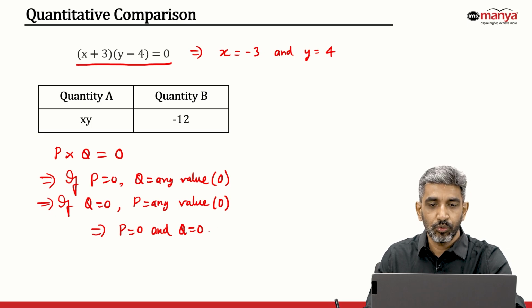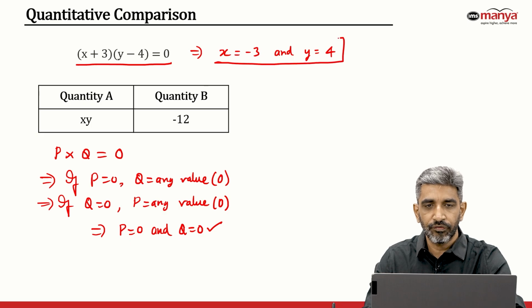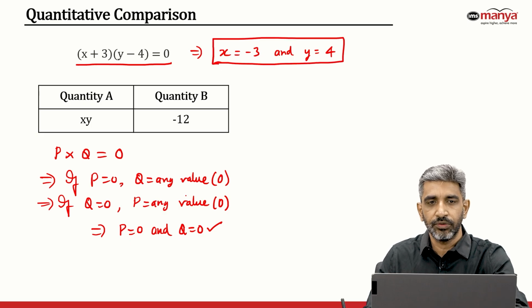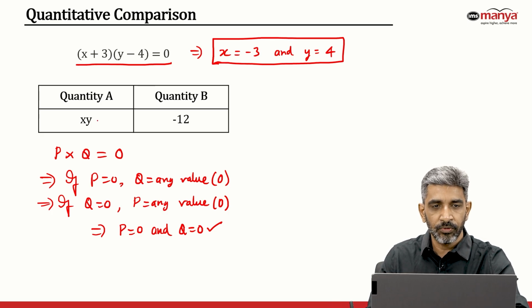But this is just one of the cases, and that is exactly the mistake that a lot of test takers make on this question. They end up concluding that this is the only case that is possible, which gives them the value of xy as -12, and therefore the most common trap answer on this question is C.